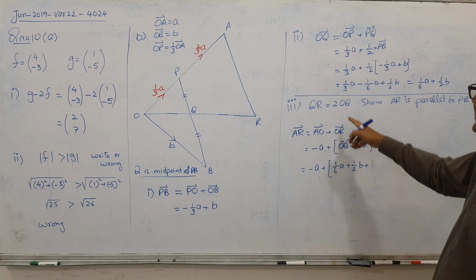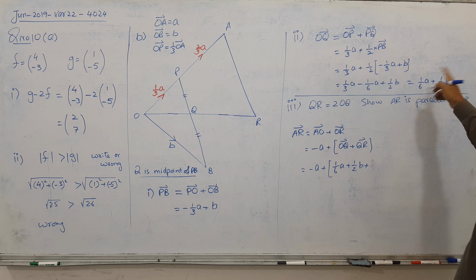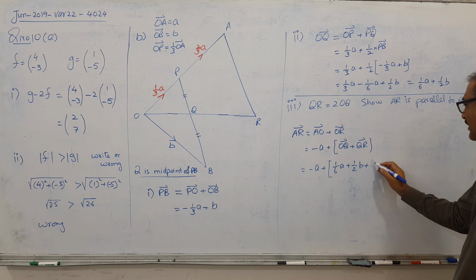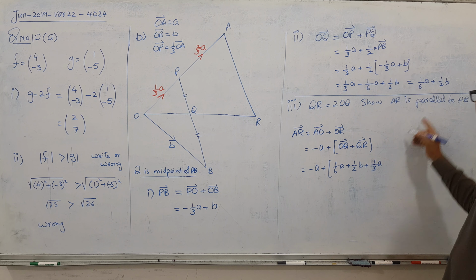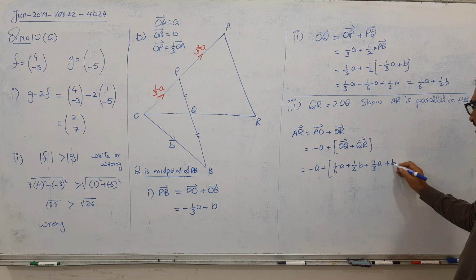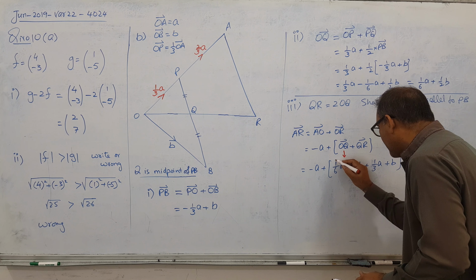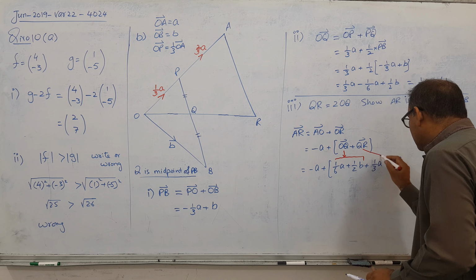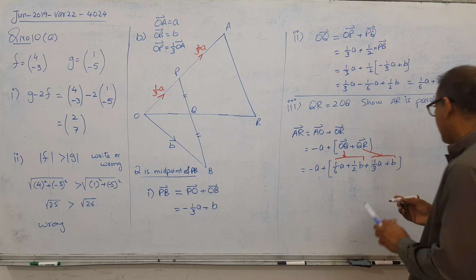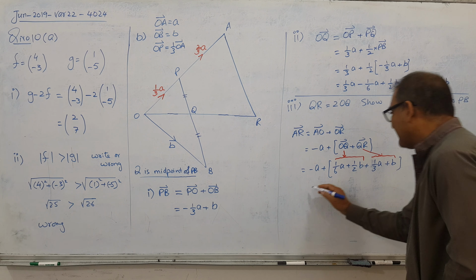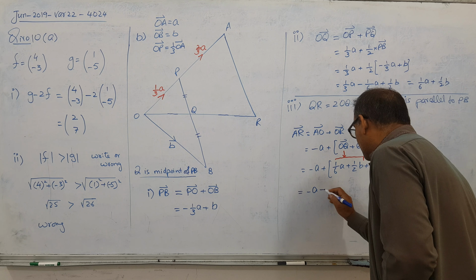And QR, he said twice of OQ. So into 2 I will copy, into 2, 1 by 3A. Into 2 cancel, I got B only. This is a value here, you can see from here, and this value here from here till here. Now I just solve algebraically, and the answer will come, inshallah.